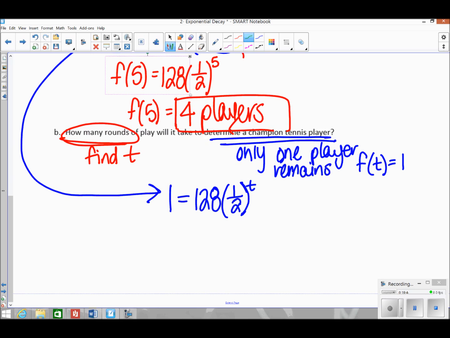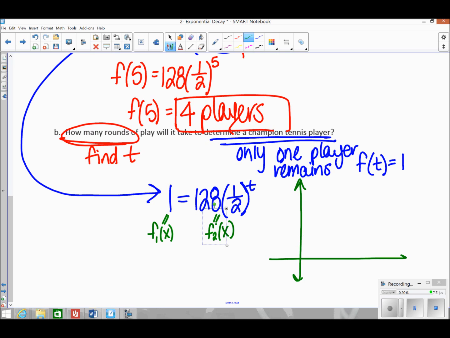The other way is to use your calculator and graph it. So what you're going to do in your calculator is you're going to put this into f1 of x, and then put this into f2. So you're going to treat this as two separate equations. So you're going to have f1 of x equals 1, f2 of x equals 128 times 1/2 raised to the t. And then you're going to end up with a graph. So go ahead and enter those. You should see something. So basically f1 of x equals 1. That's going to be a horizontal line going through 1. So y equals 1. Let me label x and y axes here.